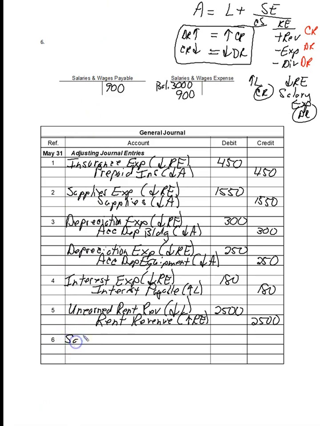So salaries and wage expense. Again, expenses reduce retained earnings. Debit at 900. And we want to increase the salary and wage. I'm just going to do S&W for salaries and wages payable. And that's a liability. So debits and credits equal, liabilities go up while retained earnings goes down. So salaries and wages payable. Okay, let's go post that.